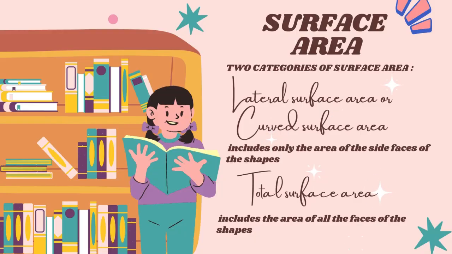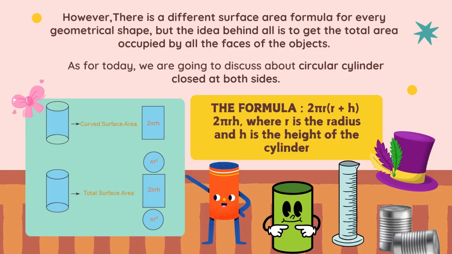Next, there are two categories of surface area. The first one is lateral surface area or curved surface area, which includes only the area of the side faces of the shapes. And the second one is total surface area, which includes the area of all the faces of the shapes. However, there is a different surface area formula for every geometrical shape, but the idea behind all is to get the total area occupied by all the faces of the objects.